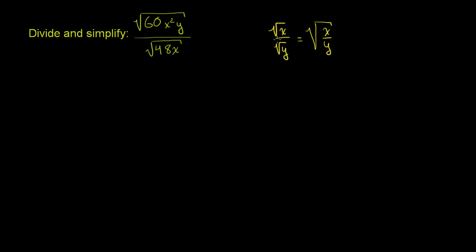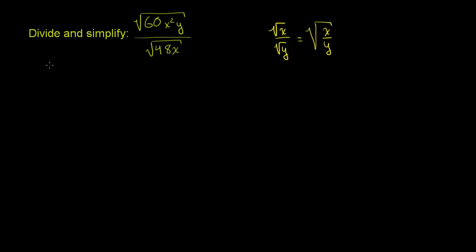If I have two things that I take to some power, and taking the principal root is the same thing as taking it to the 1/2 power. If I'm raising each of them to some power and then dividing, that's the same thing as dividing first and then raising them to that power. So let's apply that over here.